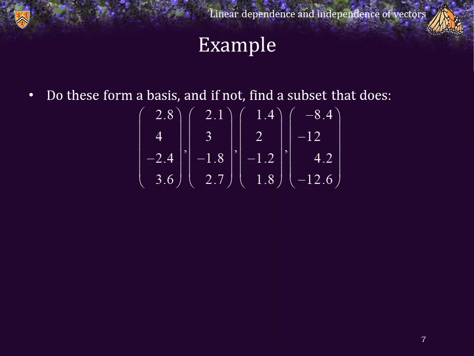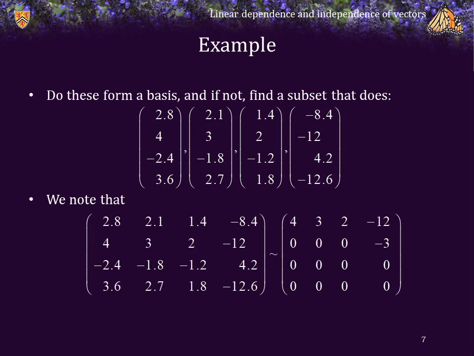Do these vectors form a basis, and if not, find a subset that does? Well, once again, we create the matrix U and we note that it is row equivalent to the matrix on the right. Columns 2 and 3 are not associated with leading non-zero entries, they don't contain them, and therefore are associated with free variables. Thus, we will eliminate vectors 2 and 3.